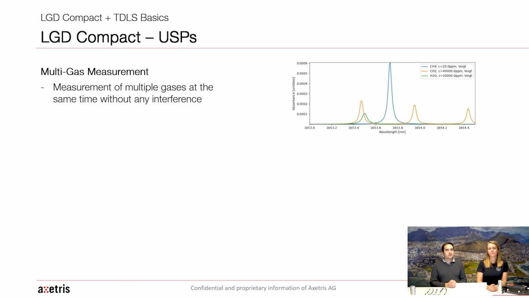So one USP is the multi-gas measurement. As we said before, TDLS is not really the best technology to have many gases in one device, but if you choose a spectral range with more than one absorption peak that are not so far away, then you can have this multi-gas measurement, one or two, sometimes three gases. In our case, two gases are possible to measure in one device: CH4 and C2H6, which is important for leak detection, for example. We have CH4 and CO2, also interesting for some medical applications. And we have C2H2 and H2O that can be measured in one device.